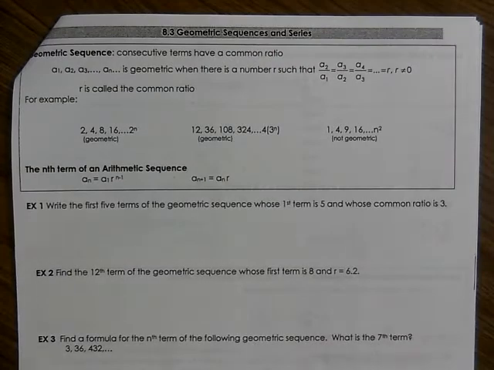All right, so a geometric sequence and series are what we're going to talk about today. Like the arithmetic, where you have a common difference that's being added or subtracted each time, in a geometric sequence you have a common ratio that's being multiplied by those terms each time. So you can find that common ratio by taking consecutive terms and dividing them.